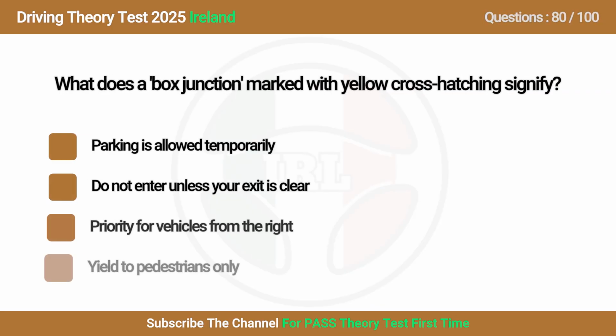Question 80. What does a box junction marked with yellow signify? A. Parking is allowed temporarily. B. Do not enter unless your exit is clear. C. Priority for vehicles from the right. D. Yield to pedestrians only.